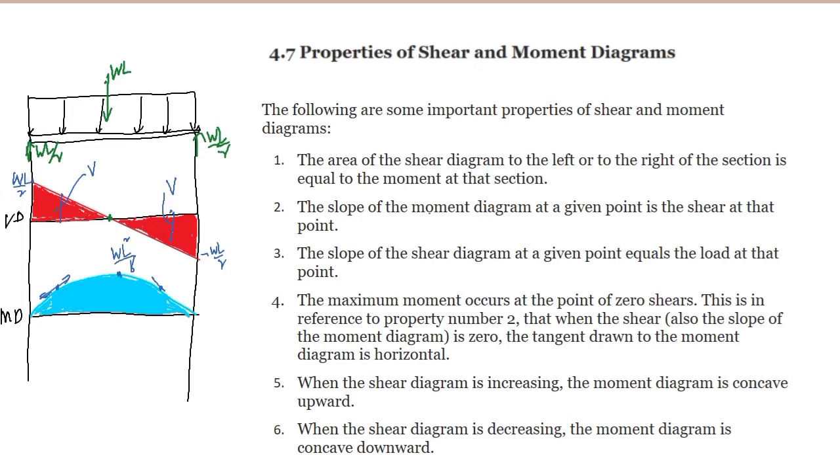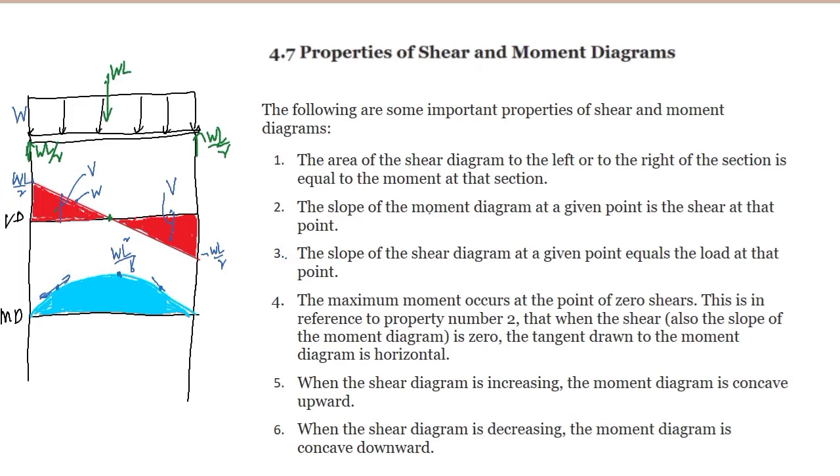Number 3, the slope of the shear diagram at a given point is equal to the load at that point. So the slope here, which is equal to W, is just equal to the intensity of the load. That is in number 3.